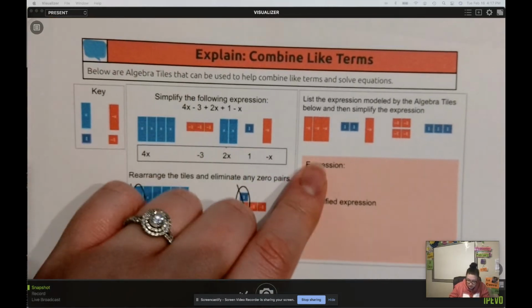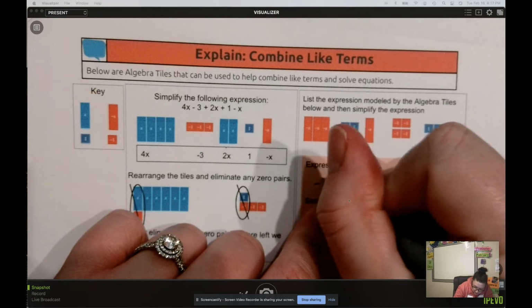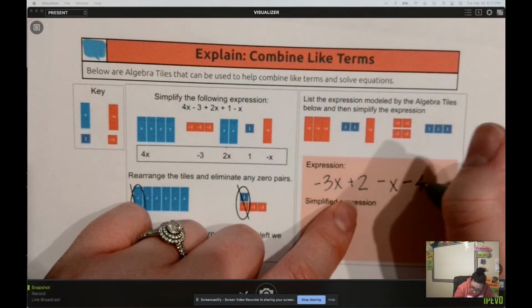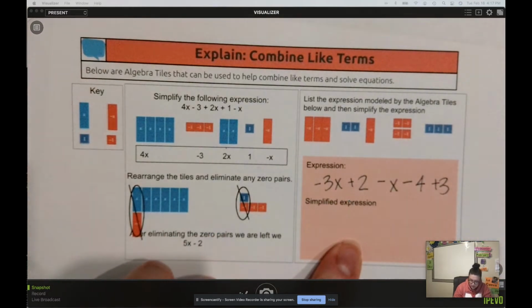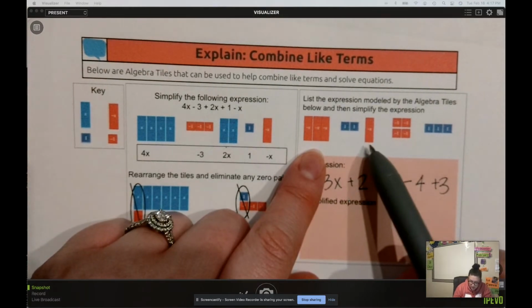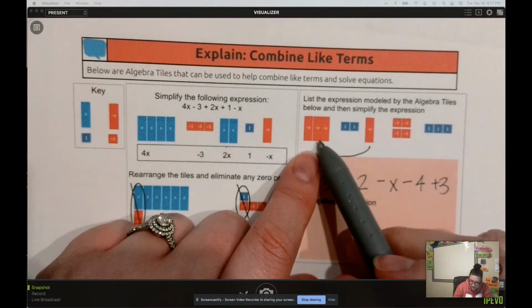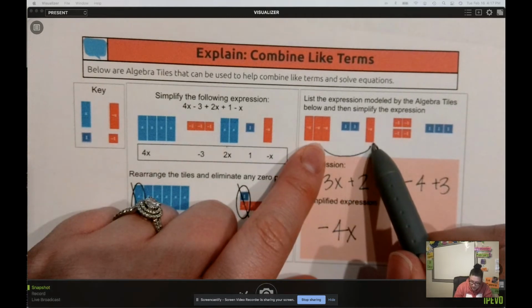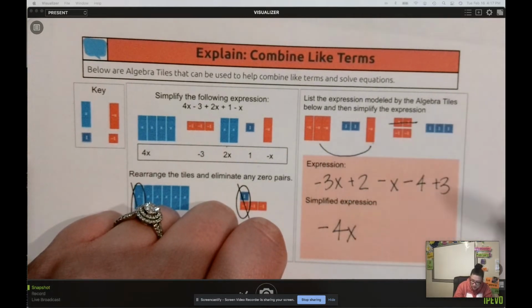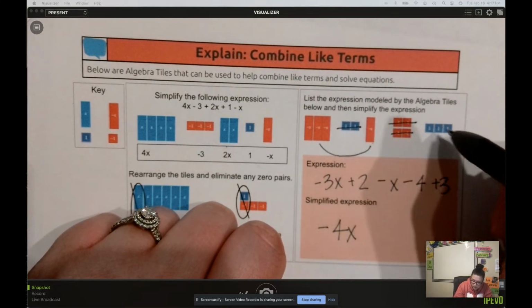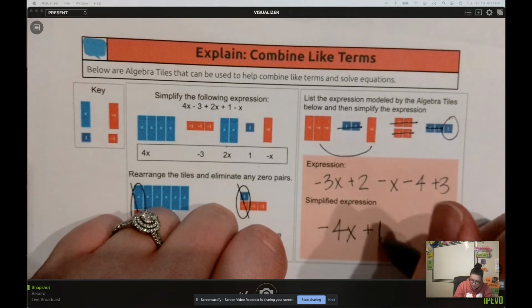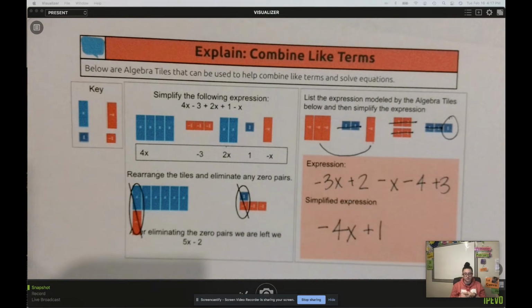So the expression should be negative 3x plus 2 minus x minus 4 plus 3. And if I combine my x's, I see I have in total 4 negative x's. These two reds cancel out those two blues for the ones. So I have 1 positive left. So that's going to be a plus 1.